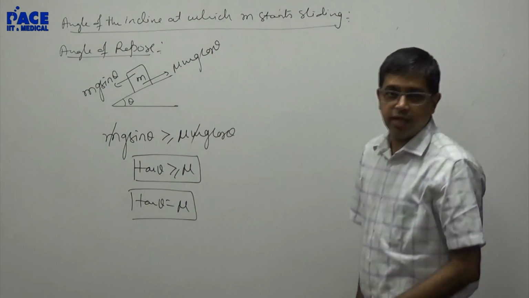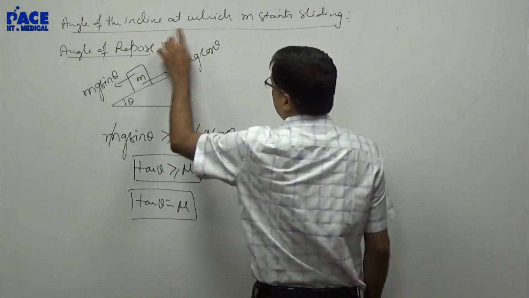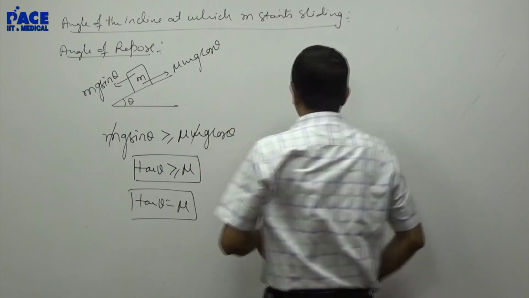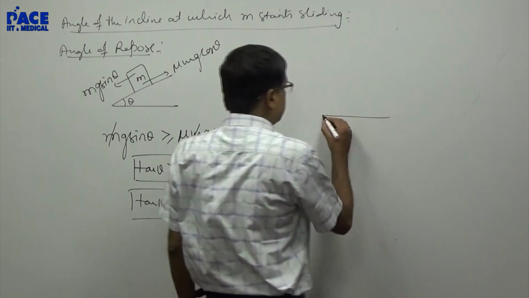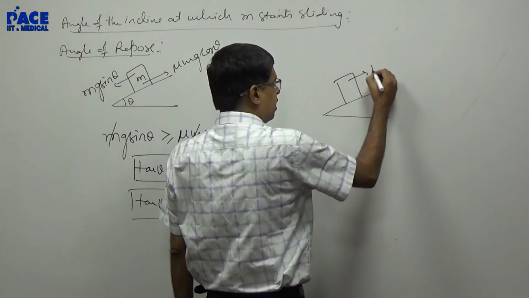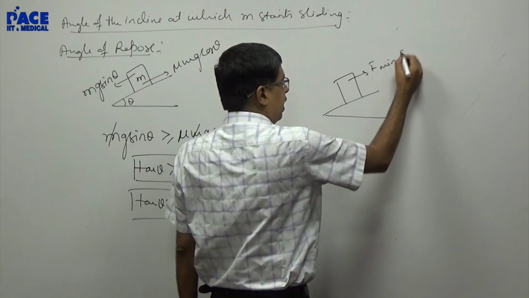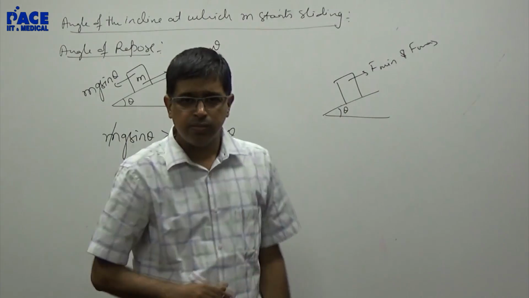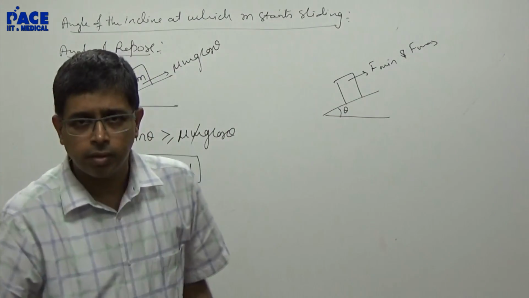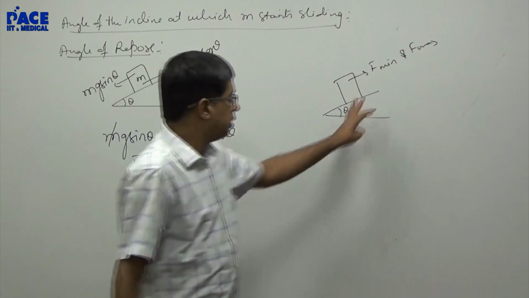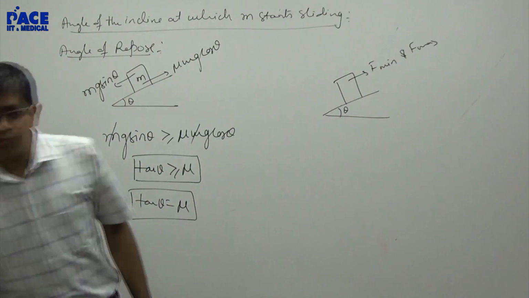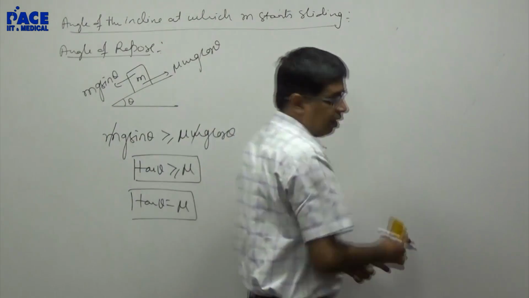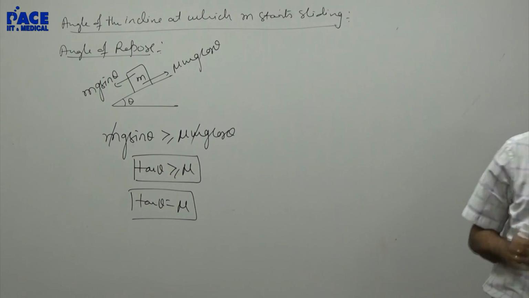Others take it down. Listen to me. Angle of the incline at which m starts sliding. Were you people there with me when I calculated F minimum and F maximum to keep the block at rest? I dealt with only one small example after that. Take this down, I'll explain that.